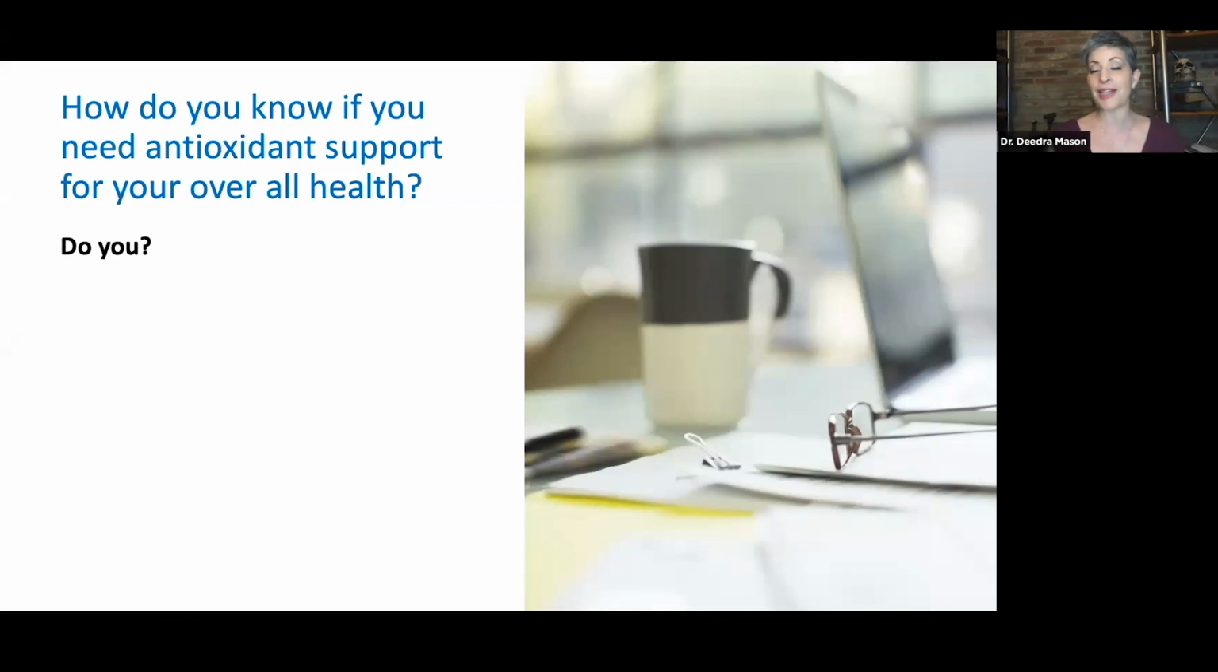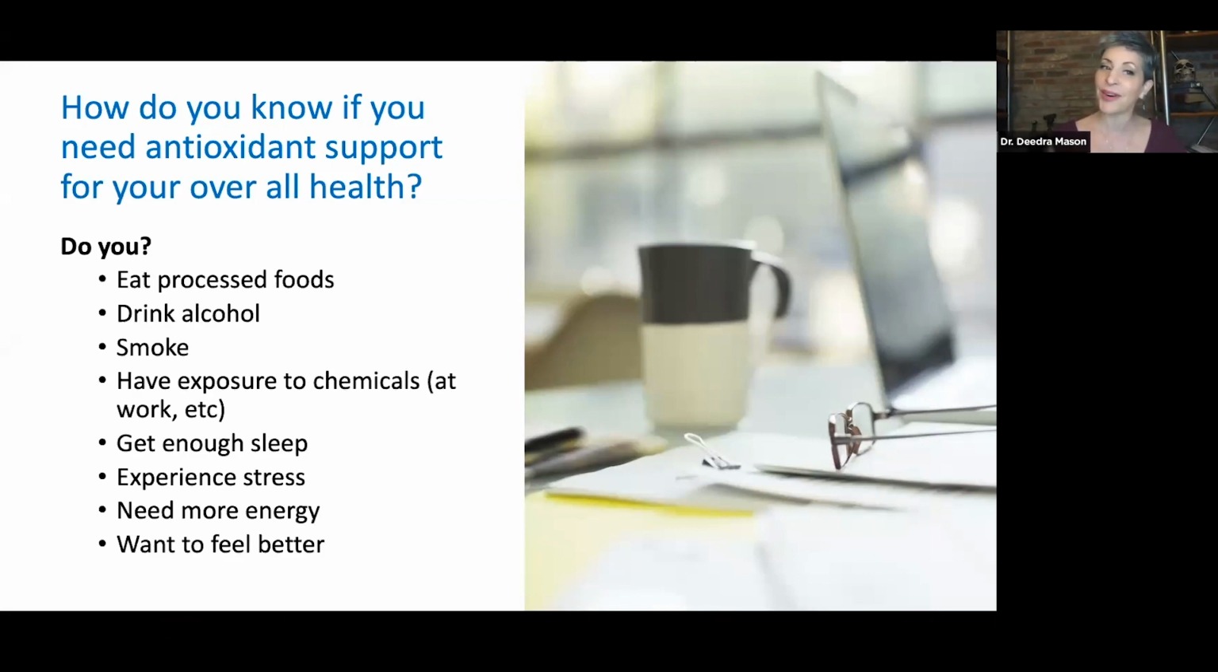You need to take what I like to refer to as a personal inventory. Do you eat processed foods? Then you need to have a higher commitment to antioxidant supplementation. Do you drink alcohol or smoke? Then you need to have a higher commitment to supplementation. Exposure to chemicals, new to nature molecules, either at home or in work. Do you get enough sleep? Do you experience a large amount of stress? Are you complaining that you don't have enough energy to get through the day, or you just simply want to feel better? Then you may want to have a higher commitment to supplementation.